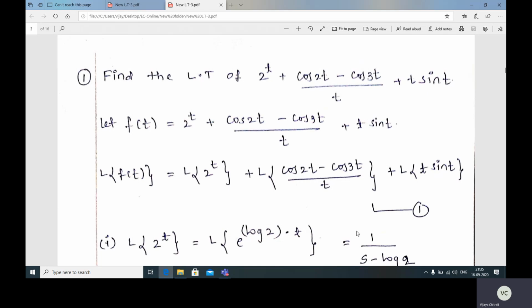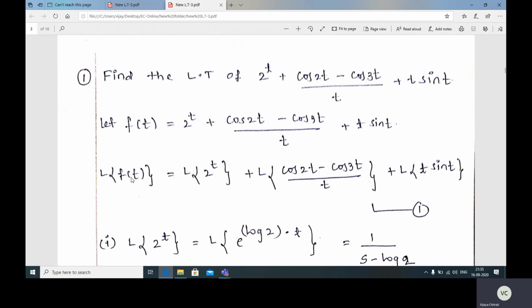So first one, find the Laplace transform of 2 raised to t plus cos 2t minus cos 3t divided by t plus t sin t. Right? So we need to find Laplace transform of this. I will denote this as f of t. So f of t is equal to 2 raised to t plus cos 2t minus cos 3t divided by t plus t sin t. So we want Laplace transform of this.